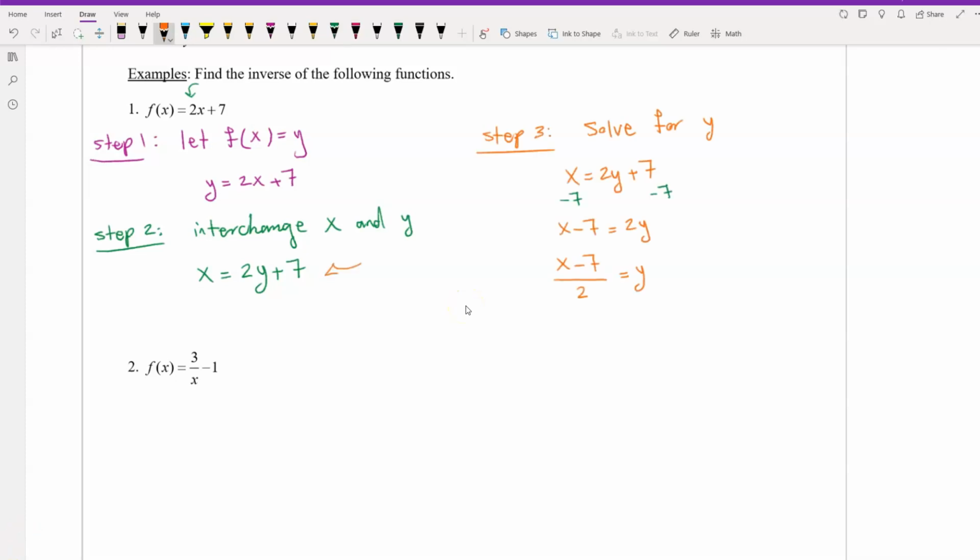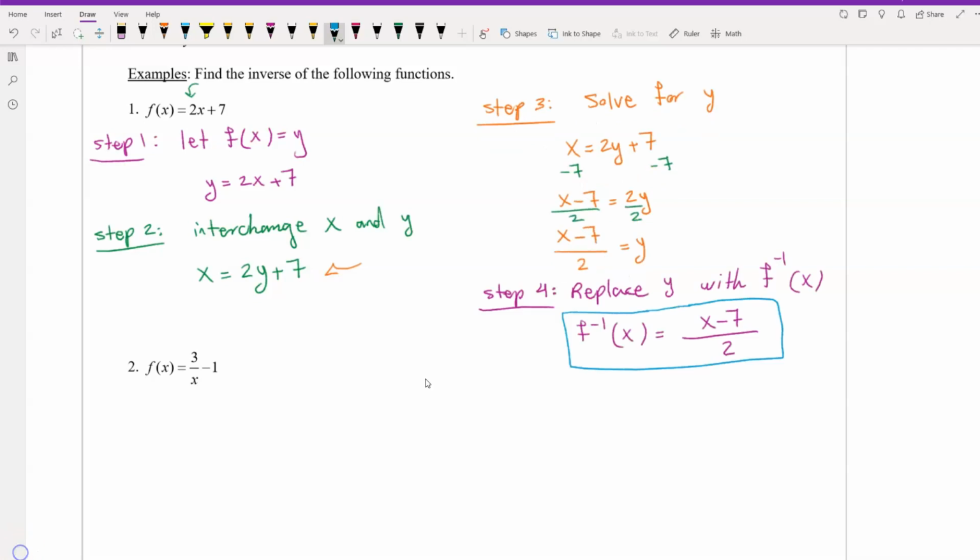So what we had here, x was equal to 2y plus 7, use that one. And then isolate y. So subtract 7 from both sides. We're going to have x minus 7 equal to 2y. So solving for y, we have to divide by 2 both sides. So y is equal to (x minus 7) divided by 2. Then step 4, replace y with the inverse function. So f inverse is equal to (x minus 7) divided by 2, and this is our final answer.